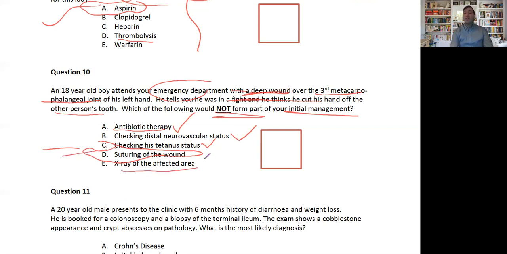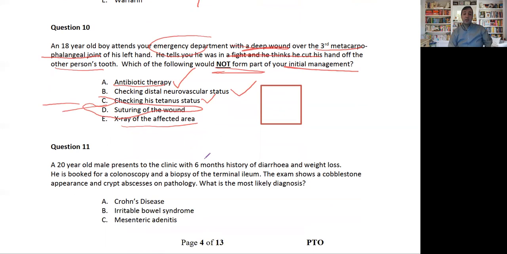And an X-ray of the affected area is appropriate to check for any signs of bony fracture. So this is question number 10, and I will continue the remaining questions in the next video.